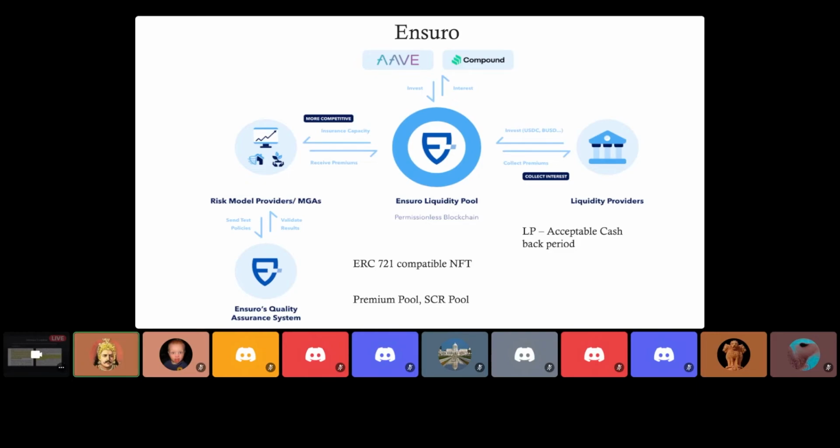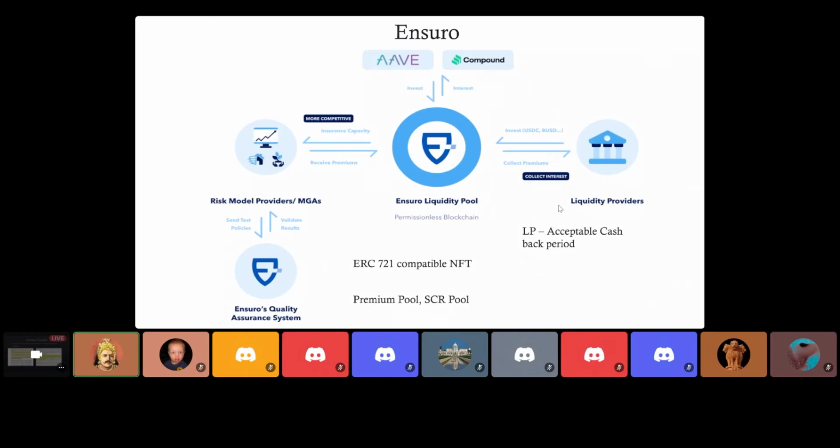So if you see the architecture here, first the liquidity providers will be the core who will be investing into the liquidity pool. So what happens is the Ensuro liquidity pool is actually bridging the risk models and the liquidity providers. The liquidity providers will be investing huge amounts of money to the liquidity pool, and they'll accept a cashback period. What is a cashback period is, they'll say that I can lock my funds for 1 month or so. So based on the lock-in period that they are accepting, they will get rewards.